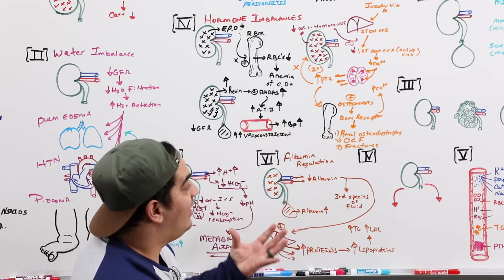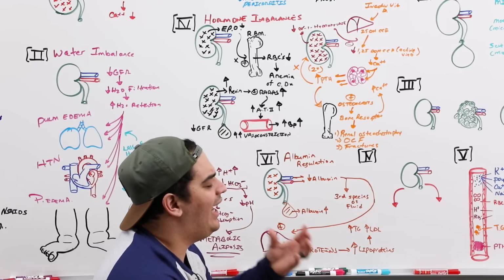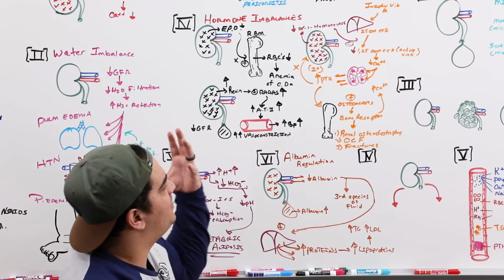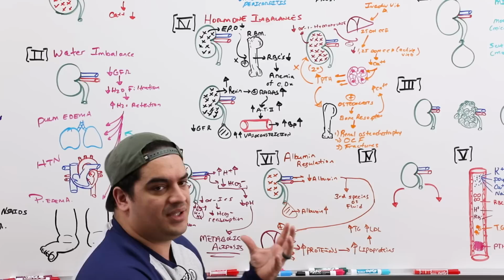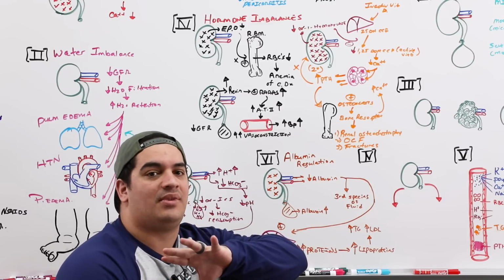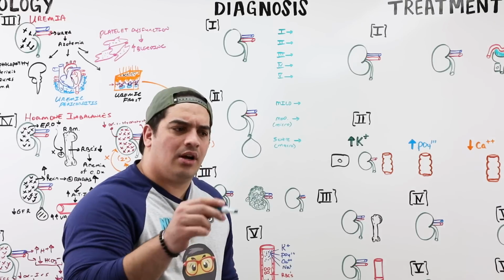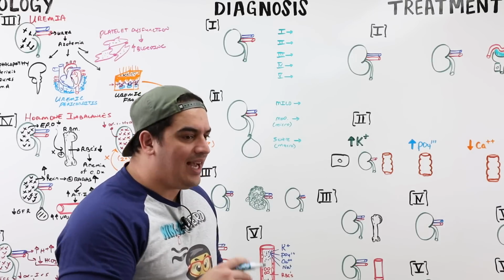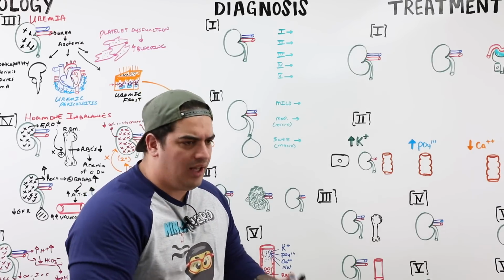So we have an idea here of all the particular complications and clinical manifestations that may be present in a person with CKD. Now let's hit it home with some diagnostics and treatment. All right, so let's talk about the diagnosis of chronic kidney disease. It's actually not too bad. And again, it's more of a clinical diagnosis.